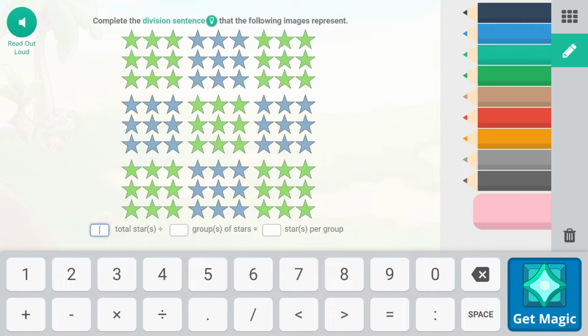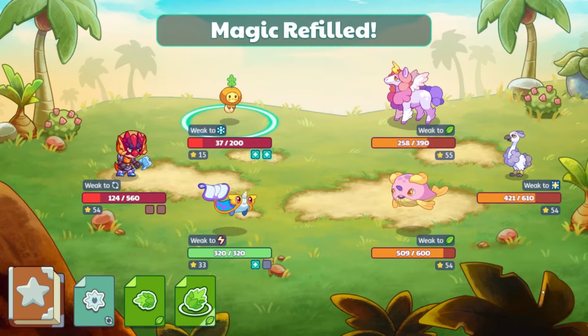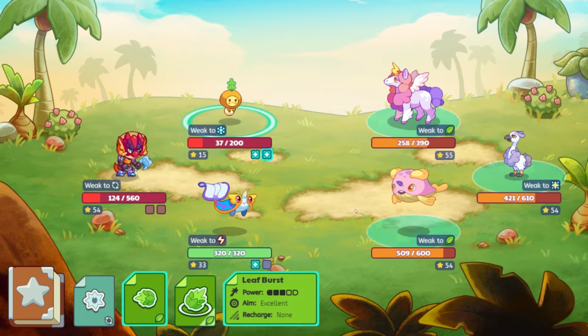All right, complete the division sentence that the following images represent. Okay, so in each of these colored boxes, we have 1, 2, 3, 4, 5, 6, 7, 8, 9, right? So 9, this is division. We have 9 stars per group. There's 3 in a row, 3 in a column, then 9 groups of stars. The total stars are actually going to be 81 if you counted all of them. 9 across, 9 up. 81 divided by 9 is equal to 9. And that's where really understanding the multiplication helps with your understanding.